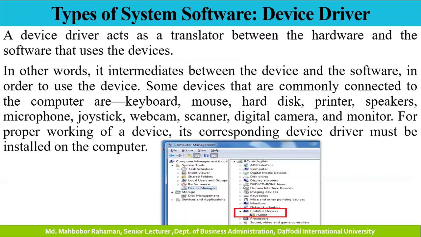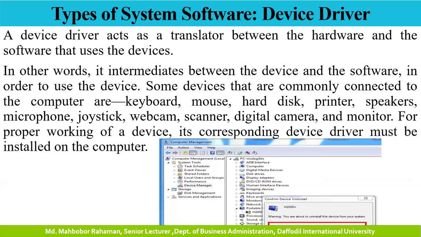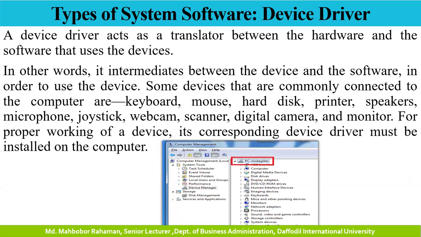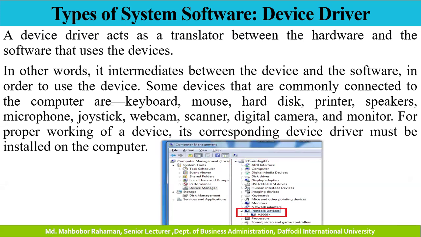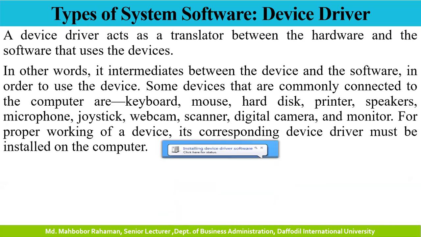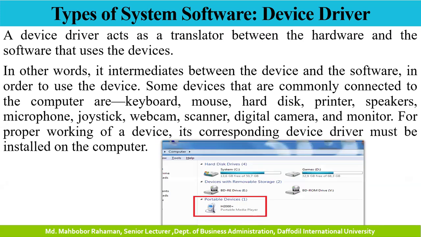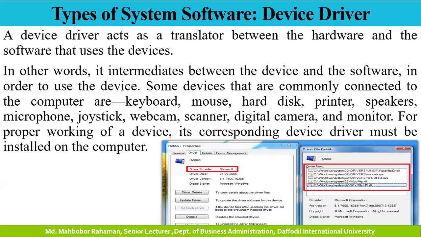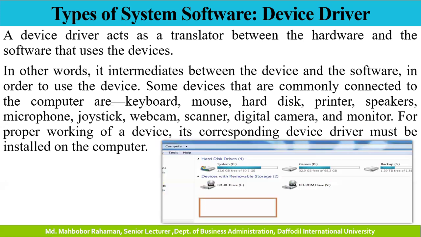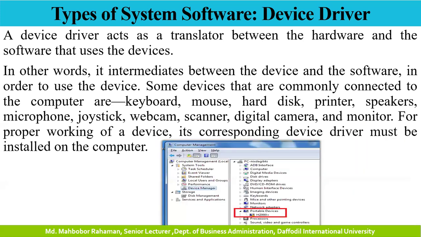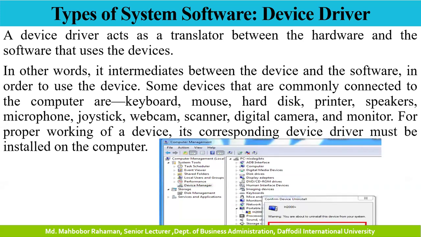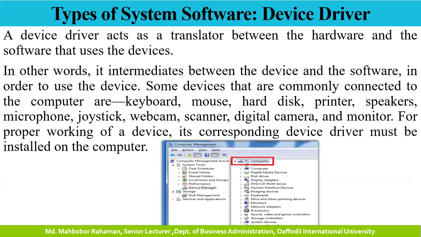So another type of system software is the device driver software. Device driver software acts as a translator between the hardware and the software that uses the devices. Mainly, we're using device drivers, but we don't know how the device drivers work. We just see the various drivers on our hard disk or in our computers, but how they act as device drivers, we cannot know. So in other words, it intermediates between the device and the software.